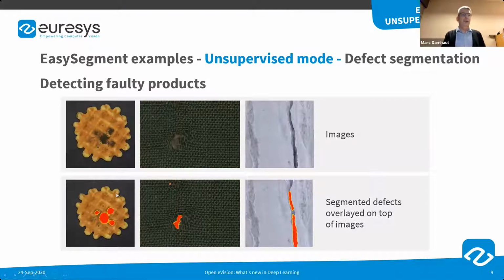The same cookies we have on the left here. You see at the bottom of the image the kind of result that we can get. Overlaid in red here, we highlight the defects, and we can highlight them very, very precisely, so you know exactly where the defect is in the image. Here, these are examples with the cookies, with the fabric, or with the ceramic tiles. These are examples where we can detect the defect without any supervision. So we have trained these data sets only with good images.